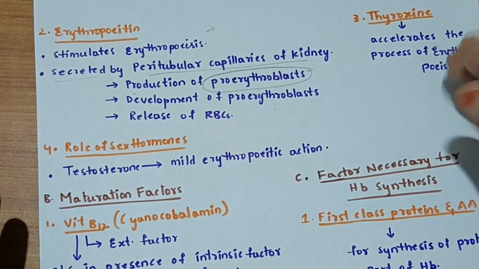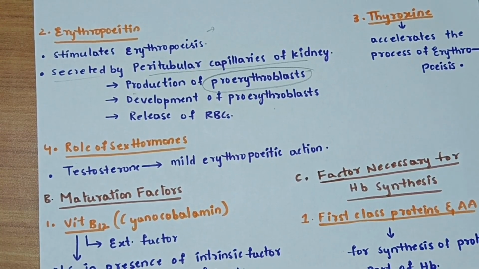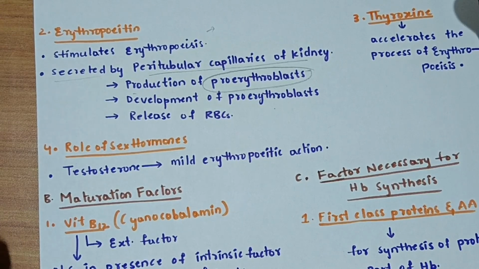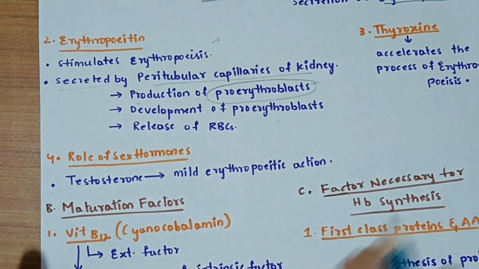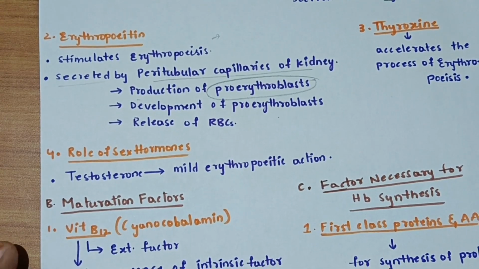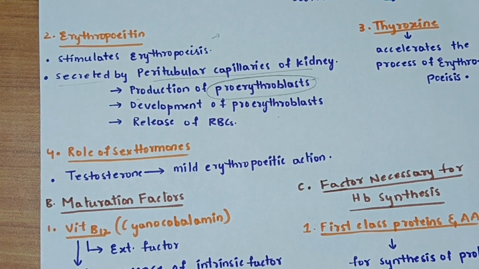Next function is development of proerythroblast. So it has two functions: production of proerythroblast and the development of proerythroblast. And after reaching the reticulocytic stage, they are also released into the bloodstream. The erythropoietin helps in production, development, and release of RBC.